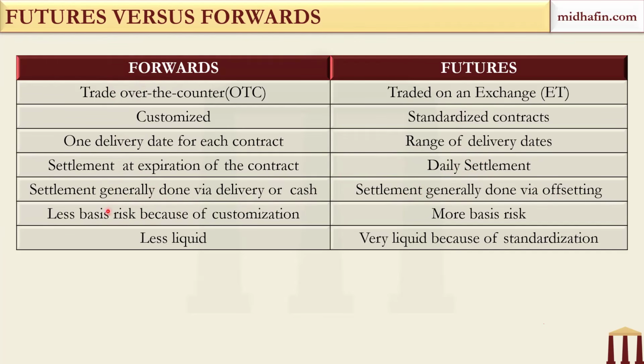In forwards, the basis risk is less because of customization. Whereas in futures, the basis risk is more. In fact, this might seem a bit counterintuitive to you. You might feel that, okay, these are standardized, then why is basis risk more? In fact, the reason they are standardized is actually one of the prominent reasons for basis risk. Because it's possible that the underlying commodity might not be the same. This will be discussed in detail in the next chapter also, so don't worry. Remember, futures have more basis risk, forwards have less basis risk.